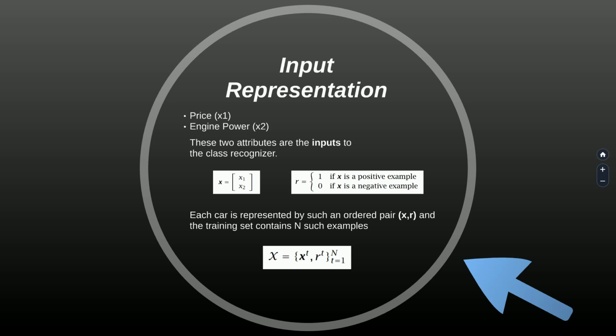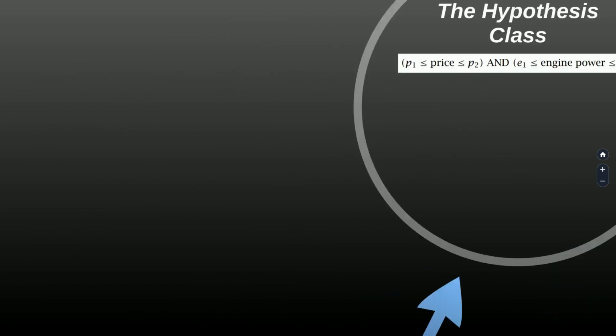So again, x here is a vector and it contains both x1 and x2, and then r as well is going to designate 1 or 0 depending on a positive example or a negative example. So this is our input representation. From here we can move on to the development of a hypothesis class.